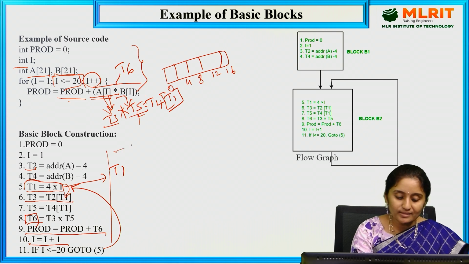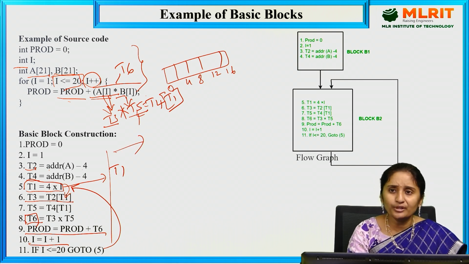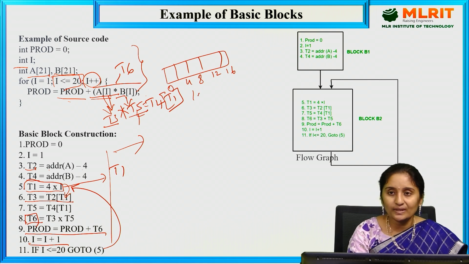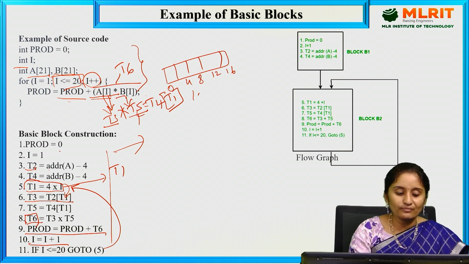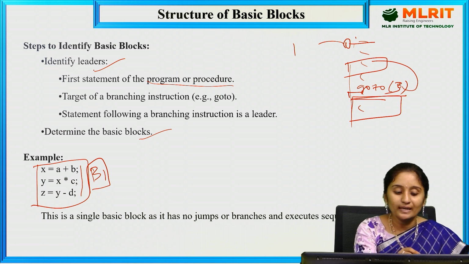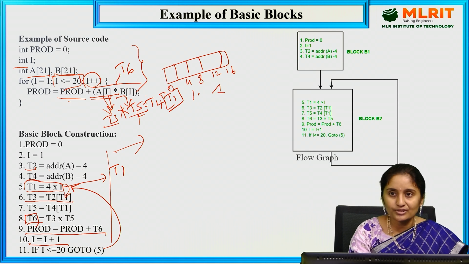Now from this 3 address code, we are going to identify the blocks. We are going to identify the blocks based on the algorithm or the structure which we have discussed. So the first one is we need to identify the leaders. What is the first statement I have here? The first statement of the program or procedure is a leader.